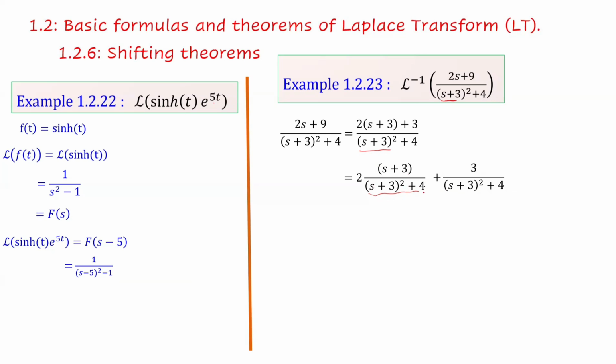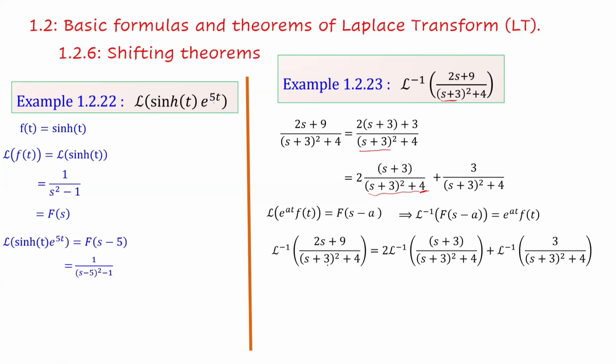So s over s square plus 4 gives you cosine 2t when we take the inverse, but here s plus 3, so we'll have the shifting property. Therefore e to the power at f(t) equals F(s minus a). So this is the inverse: L inverse of F(s minus a) equals e to the power at f(t). So in this case a is equal to 3 and this is 2.